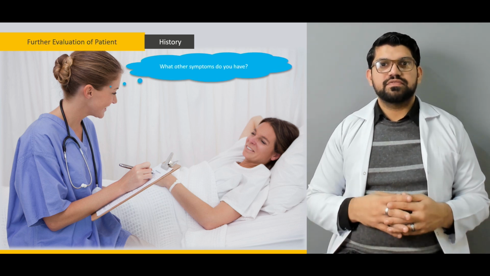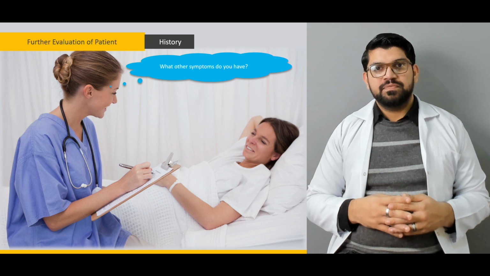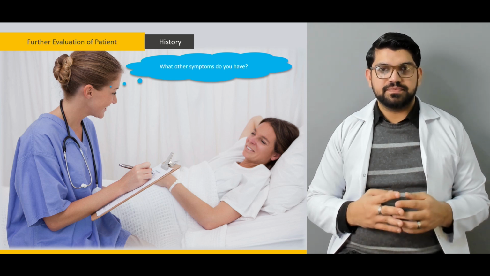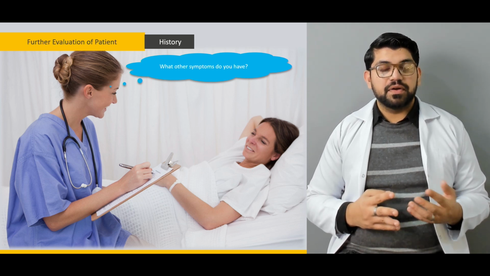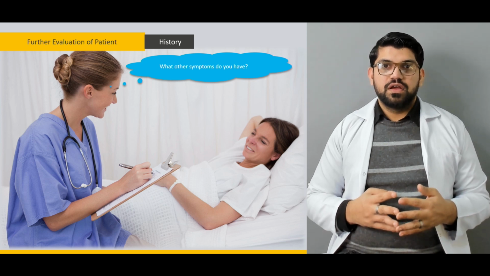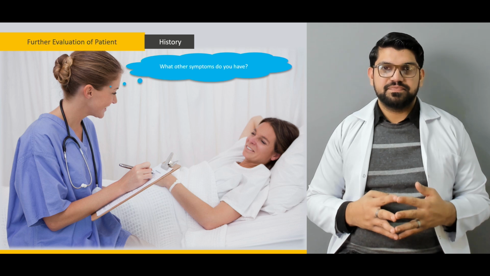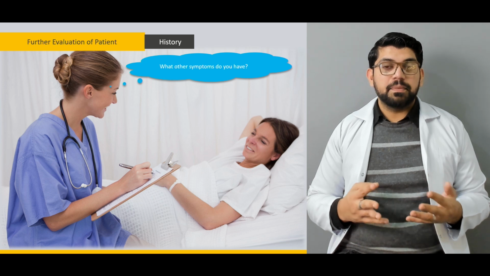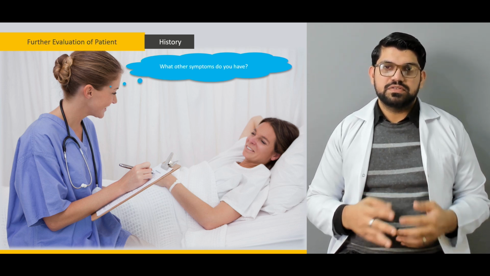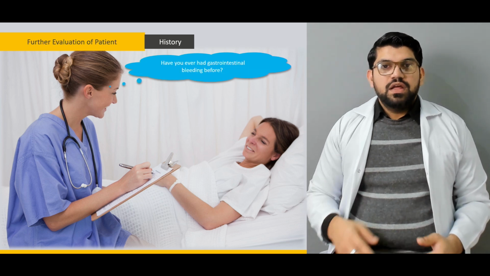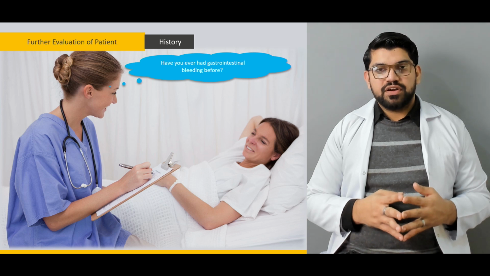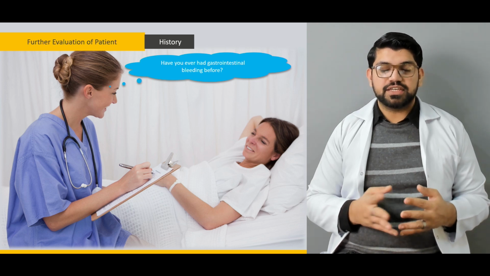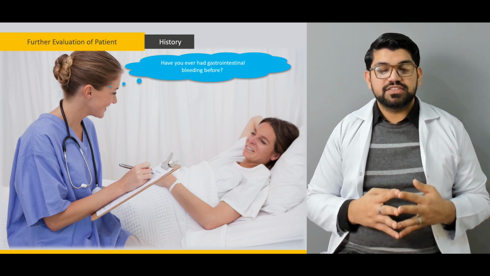What other symptoms do you have? A very, very important point. What are the symptoms you have to look for? Is there any dizziness, signs of hypotension, any blackouts, or signs of altered mental status, signs of fever, any pain, abdominal pain? Have you had any gastrointestinal bleeding before? 60% of the patients have a history of GI bleed. The risk factors will be explained later, but this is a very significant point.